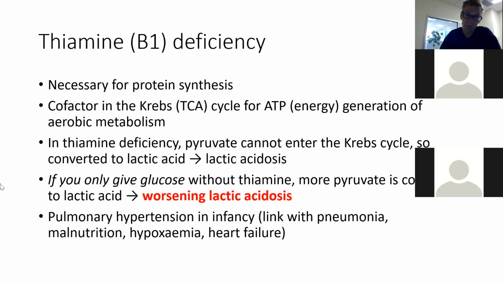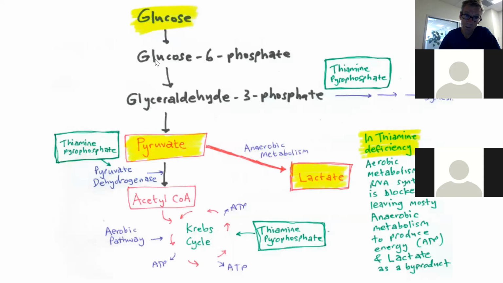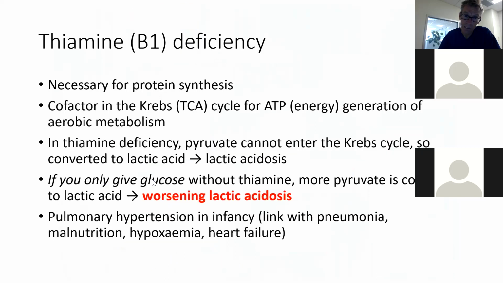And so if you only give glucose to a child who's Thymine deficient, the glucose gets converted to pyruvate and then to lactate, and it never gets converted to protein, and it never gets converted to energy because of a lack of Thymine. So in children who are severely malnourished, we need to think that they have enough Thymine. They need enough potassium and magnesium and phosphate and glucose, but also enough Thymine to prevent lactic acidosis.